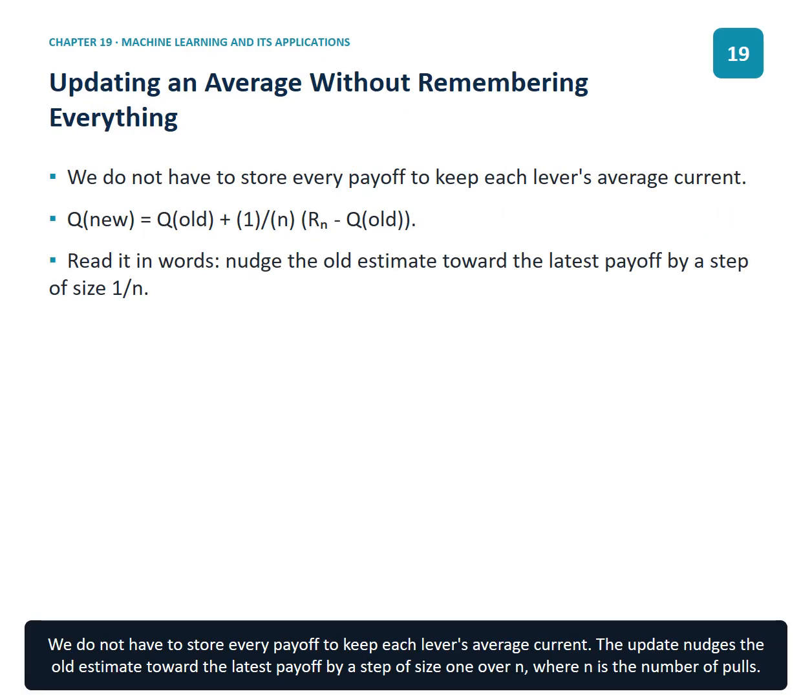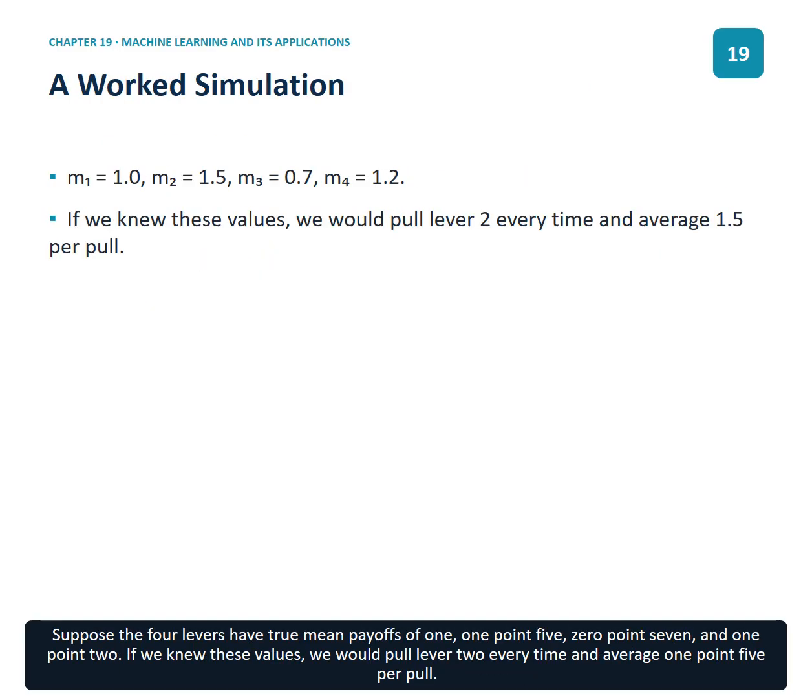We do not have to store every payoff to keep each lever's average current. The update nudges the old estimate toward the latest payoff by a step of size 1 over n, where n is the number of pulls. Suppose the four levers have true mean payoffs of 1, 1.5, 0.7, and 1.2. If we knew these values, we would pull lever 2 every time and average 1.5 per pull.